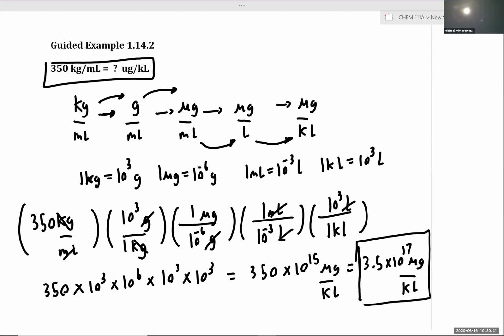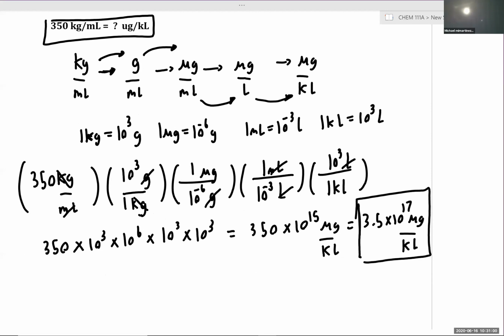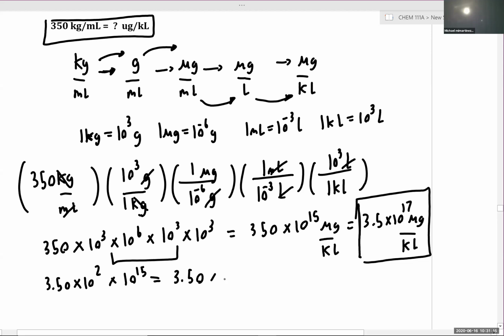Does this example make sense to everyone in terms of the logic associated with composite unit conversions? Any questions on this example? So the power of 17 stems from the fact that if you break down 350 into scientific notation, it's 3.50 times 10 to the 2nd. These powers of 10 all add up to 10 to the 15th. Adding up our powers of 10 after multiplication, we get 3.50 times 10 to the 17th micrograms per kiloliter. Does that make sense? Perfect.